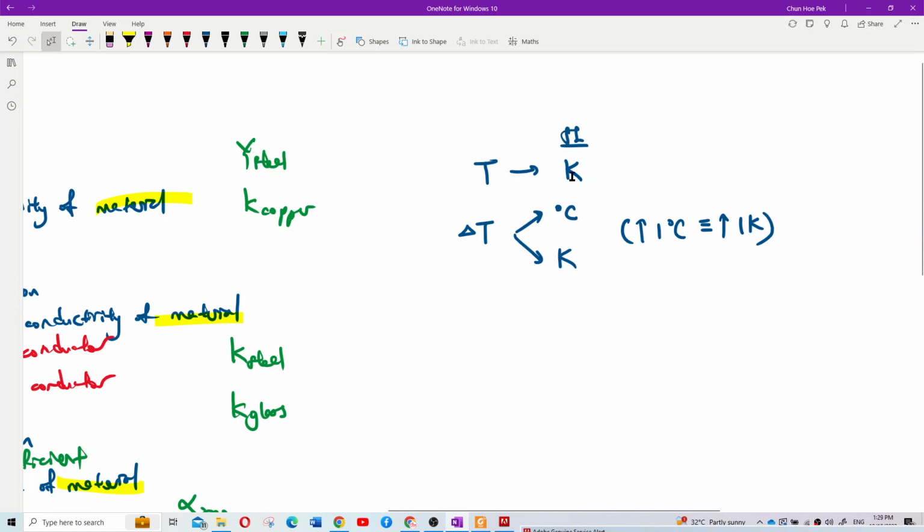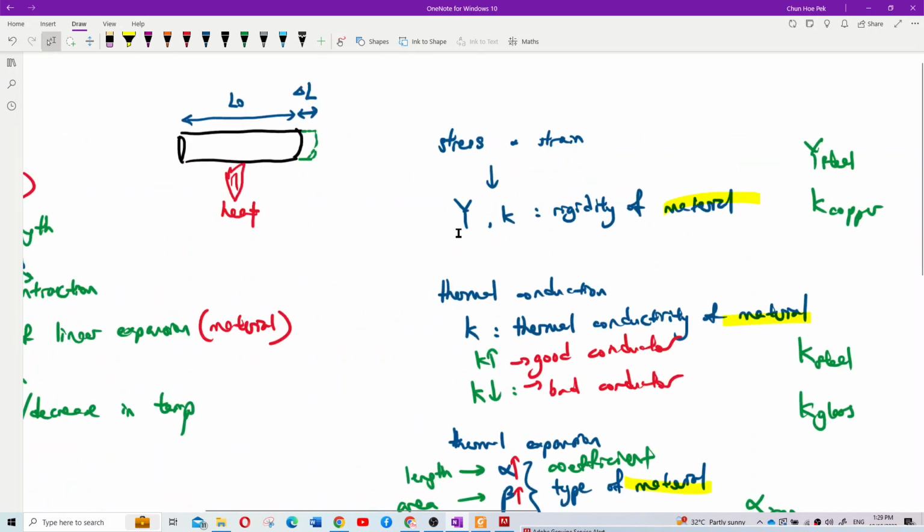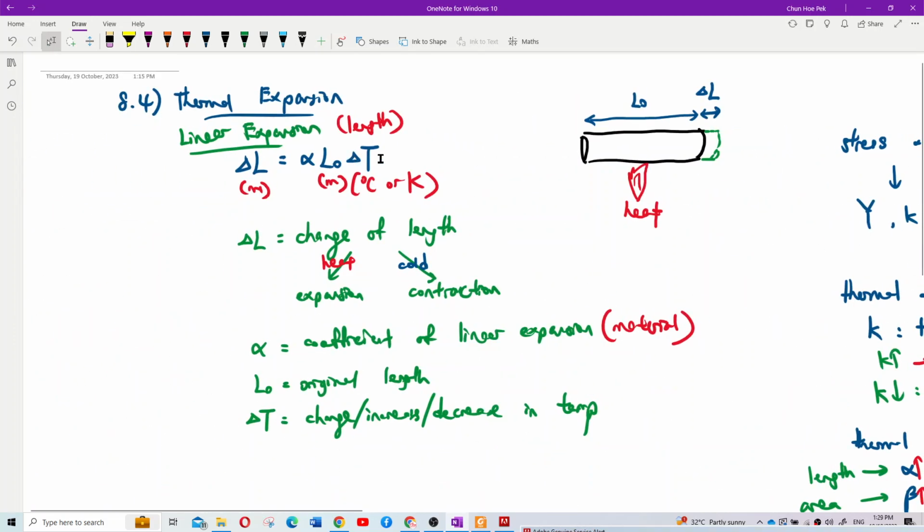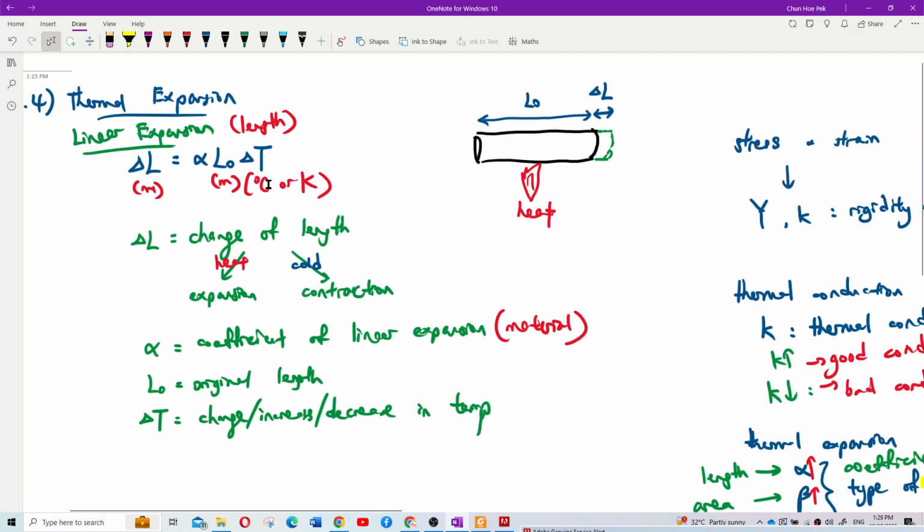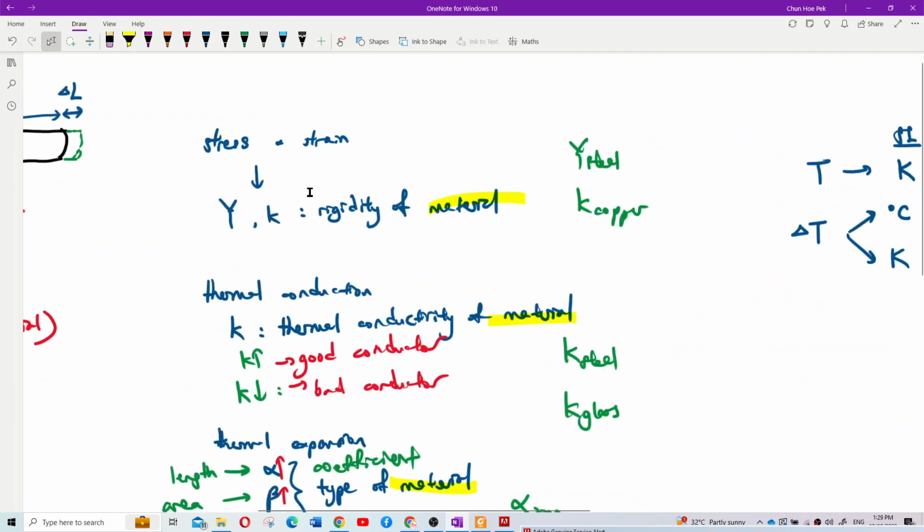But if the equation uses just one temperature point, not the change of temperature, for example Charles's law and pressure law, that one you must change to Kelvin. For an equation where you use change of temperature, you can use either degrees Celsius or Kelvin. Understand?